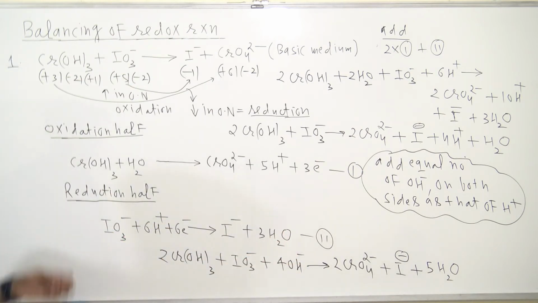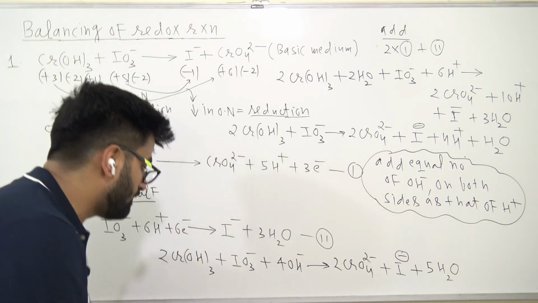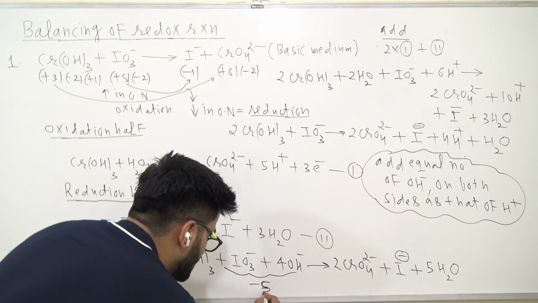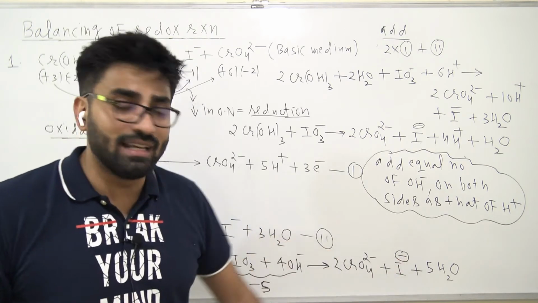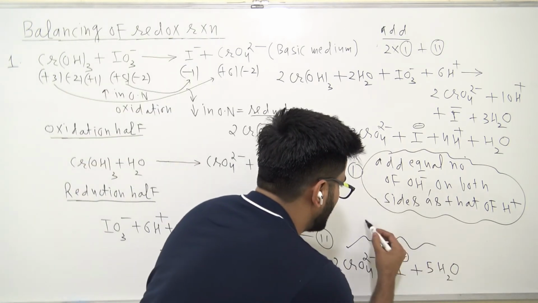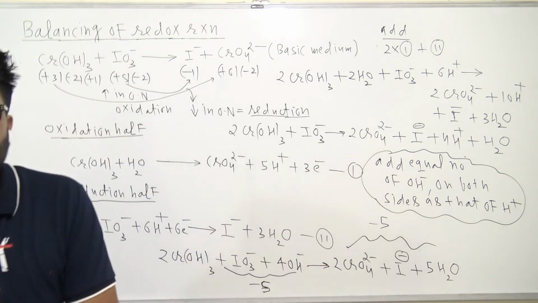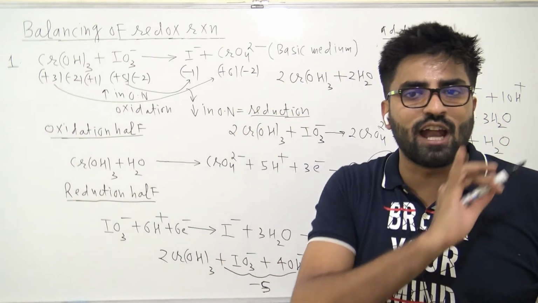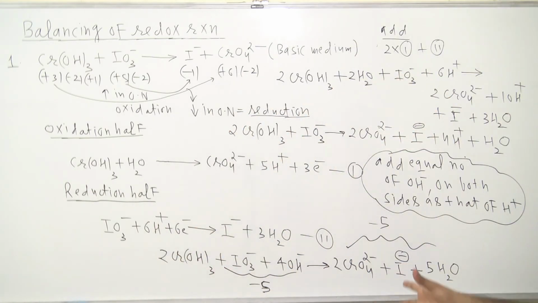Now let's check the charge here. Okay, -1 here, -4 here, -5. Let's check the charge balancing. This is -5 charge, and this is -5 here. 2 into -2 would be -4, and -1. So here also the charge is -5. On both sides we have -5 charge. It means whatever balancing we have done is right, guys. So this is how you should balance in basic medium.